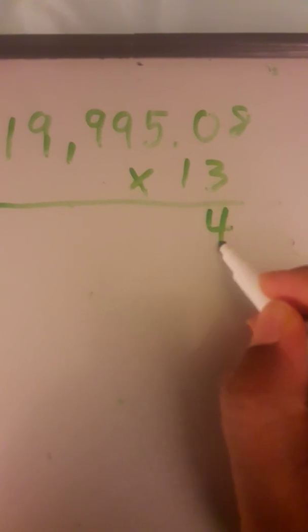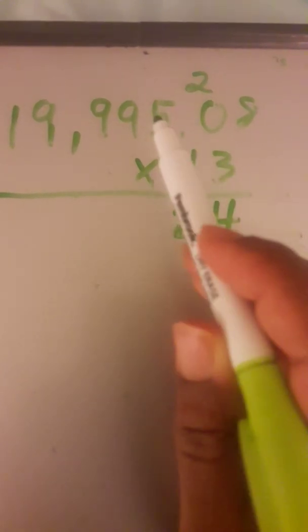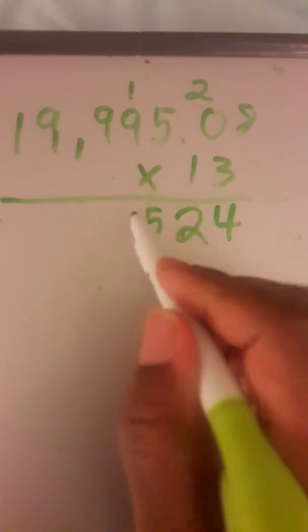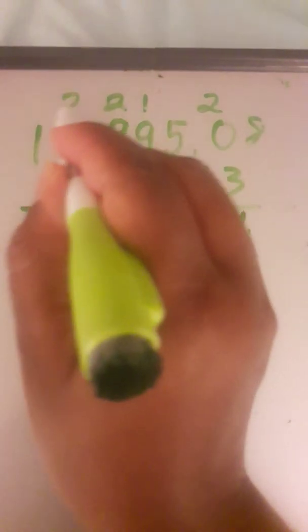So 3 times 8 is 24, so we'll write the 4 down and we will carry the 2. 3 times 0 is 0. Add that 2, and we have 2. 3 times 5 is 15, so we're going to write the 5, and we're going to carry the 1. 3 times 9 is 27. Add that 1, makes 28. We're going to write the 8, and we're going to carry the 2. 3 times 9 is 27. Adding on that 2 brings us to 29. We're going to write down the 9, and we're going to bring up that 2 right there.